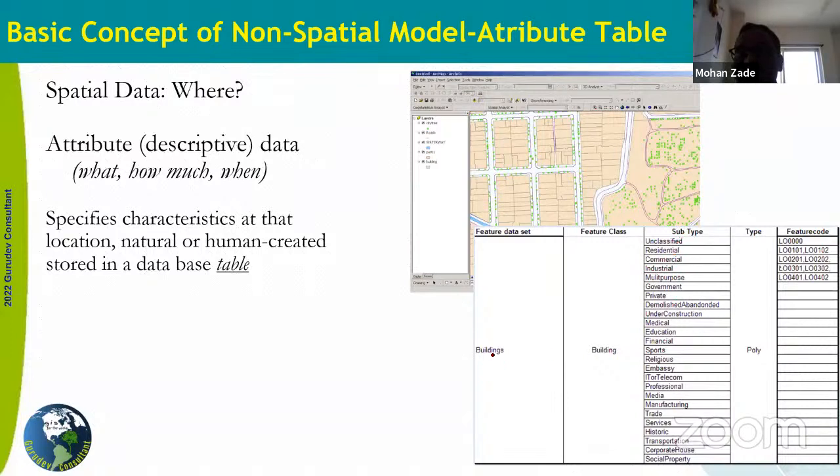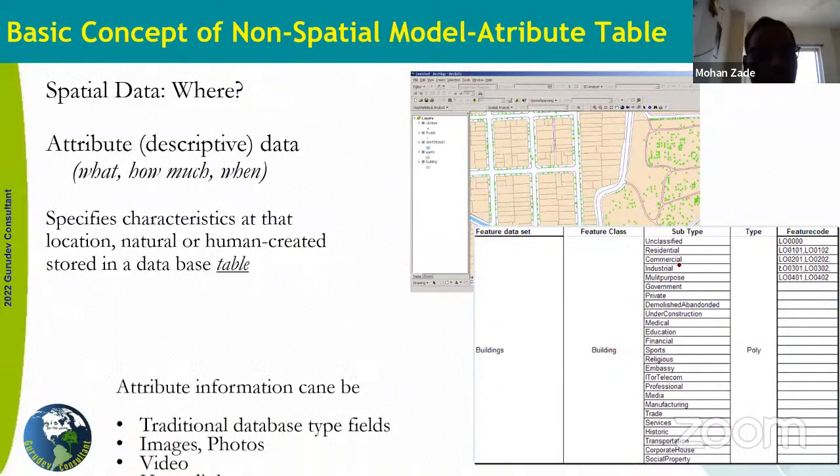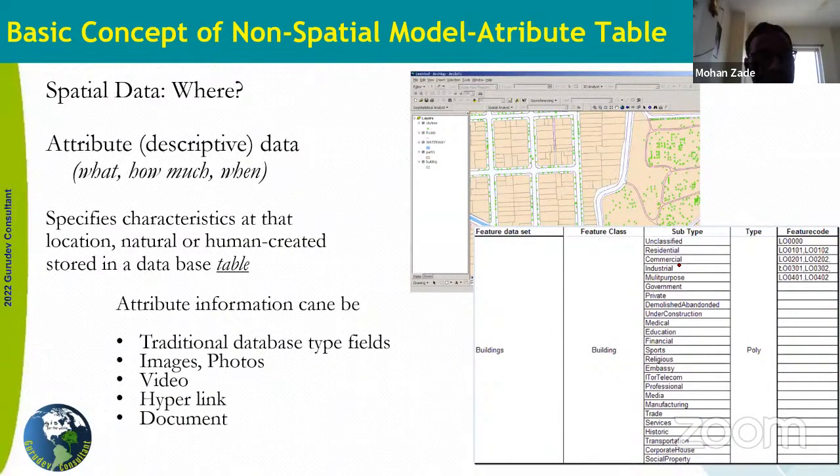You can see here, one here have the buildings, then the feature class is building, and the building class can have many classifications of buildings like residential, commercial, industrial, multi-purpose, government, sports, education, service, transportation, and so on. So all those can be included into the attribute information and stored and linked to your spatial information. So this is all about the attribute information.